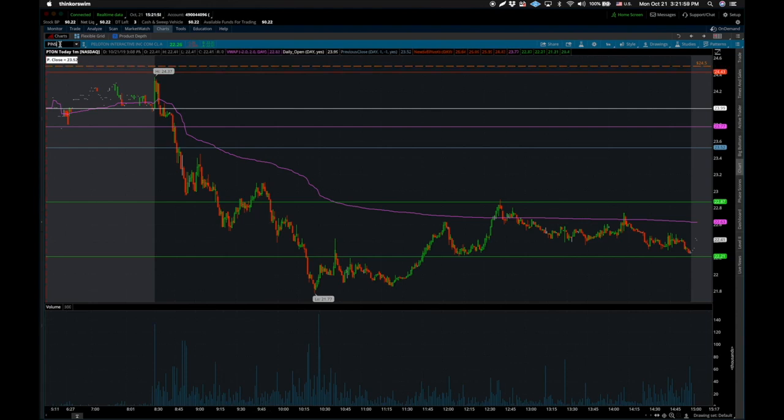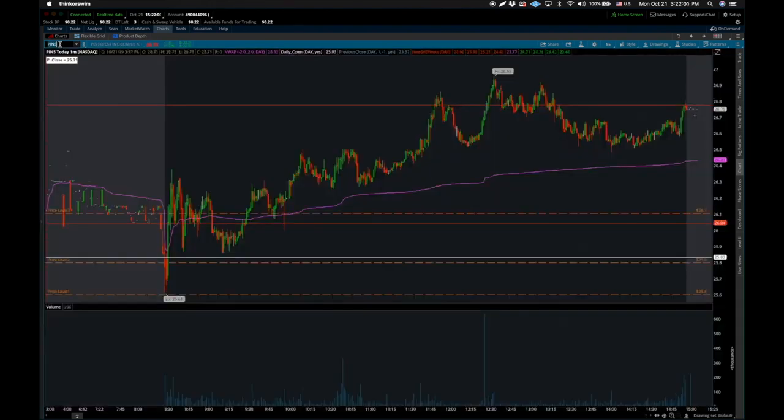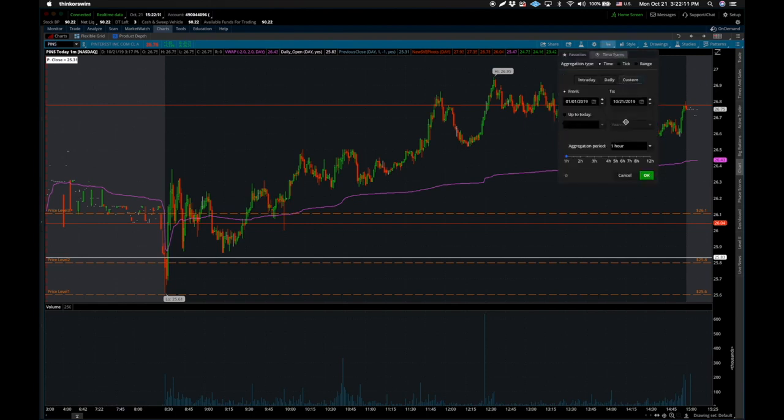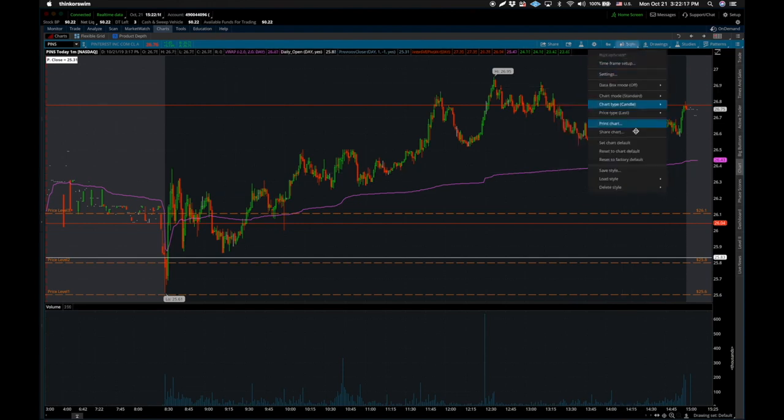Now, next, let's look at PINS. This was another setup, and again, PINS, I actually wanted this long. So we're going to skip back here and leave off our indicators for the most part, and let's actually do this.